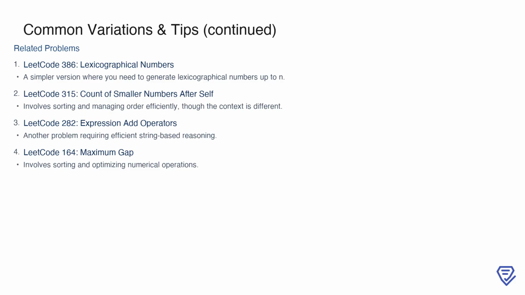Another related problem is LeetCode 315, Count of Smaller Numbers After Self, which involves sorting and managing order efficiently, though the context differs. LeetCode 282, Expression Add Operators, is another example that requires efficient reasoning with strings, which is an overlapping skill. Lastly, LeetCode 164, Maximum Gap, focuses on sorting and optimizing numerical operations. While the specifics vary, the underlying themes of efficient traversal and order management are consistent, making these problems excellent practice to build your skill set.